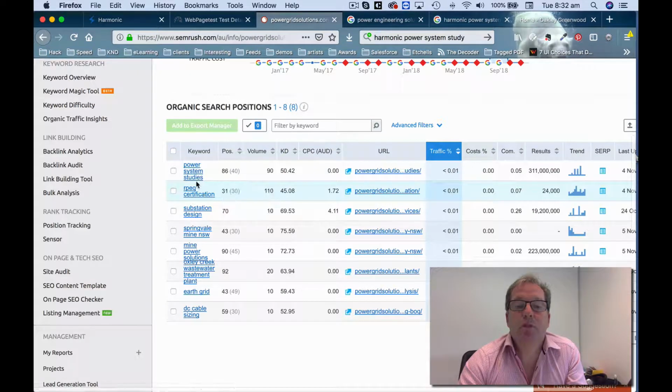Power system studies being one of them. You're currently at position 86, which is not great. So it's page 8 or 9. PEG certification, your position 31, substation design, 70. So you haven't really focused on your organic ranking in that instance.